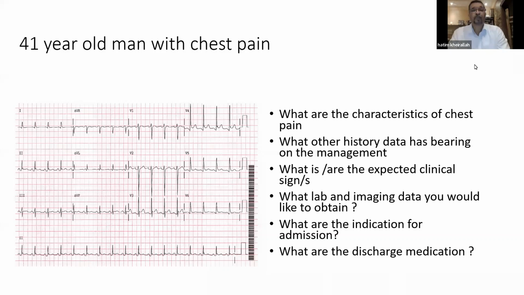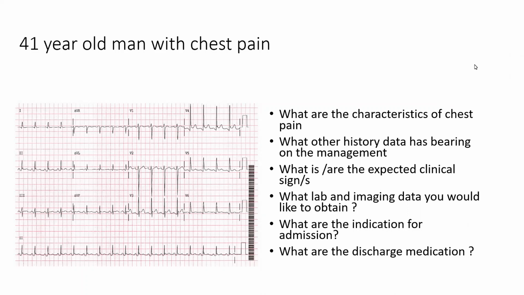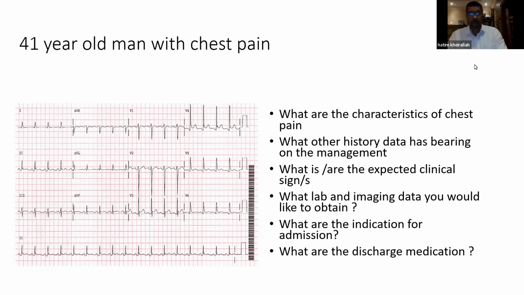What imaging data would you like to obtain? If any, you can tell me. I don't need any. Echocardiography may show bright pericardium, pericardial effusion, and thank you so much, Yazin. Yes, exactly. You are going to order echo just to rule out pericardial effusion, because sometimes you can have pericarditis and there might be moderate to large pericardial effusion.